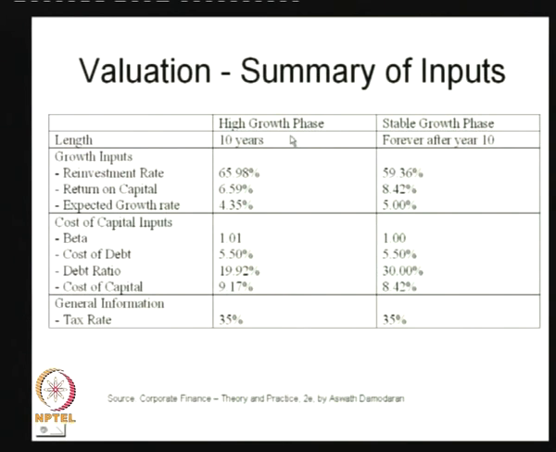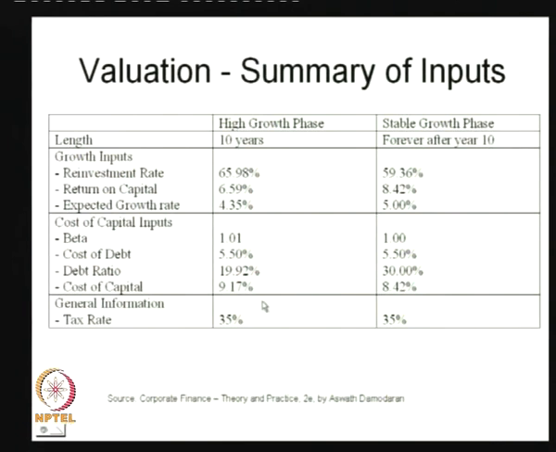The cost of capital is found out for the high growth phase separately and also for the stable growth phase separately, because the high growth phase is expected to be a little more risky, so the beta of the company's stock is not going to be the same. It is 1.01 compared to 1.00 in case of stable growth. Then you have the cost of debt, 5.50%, which remains at 5.50%. The debt ratio for this company is 19.92% in the high growth phase, whereas it is 30.00% in the stable growth phase.